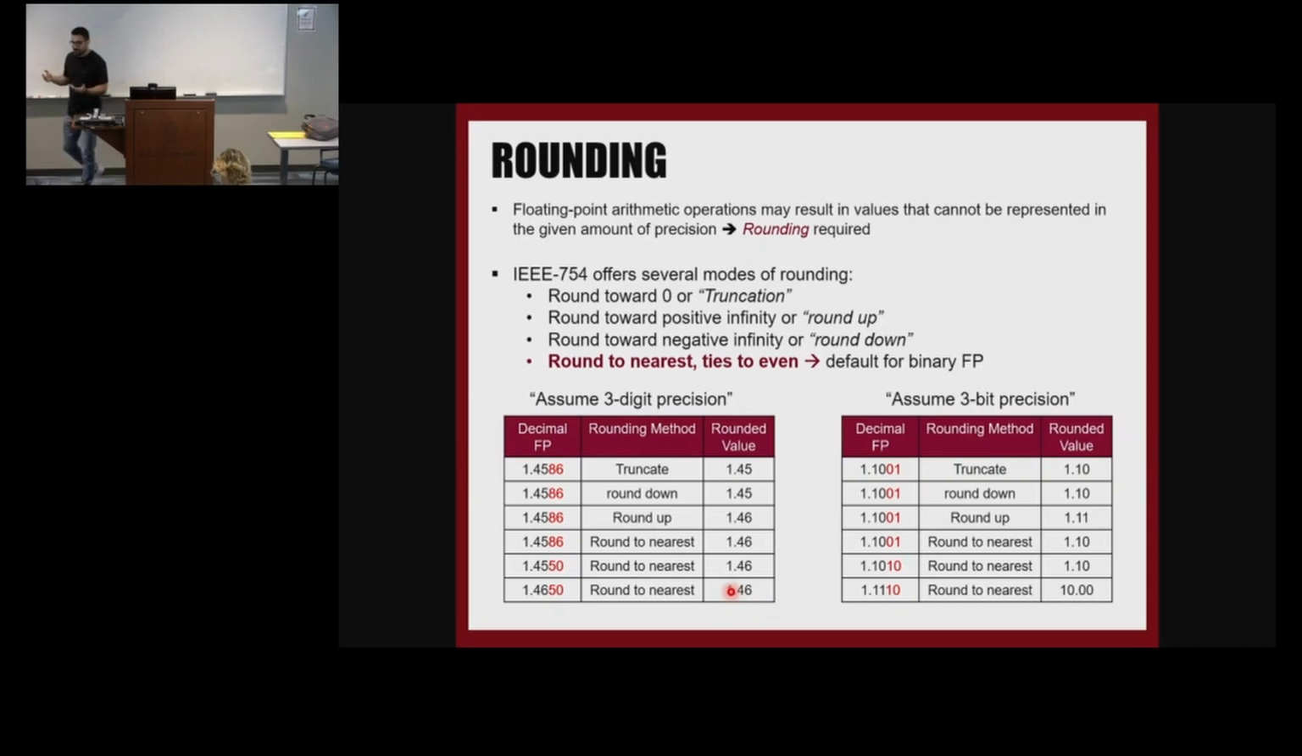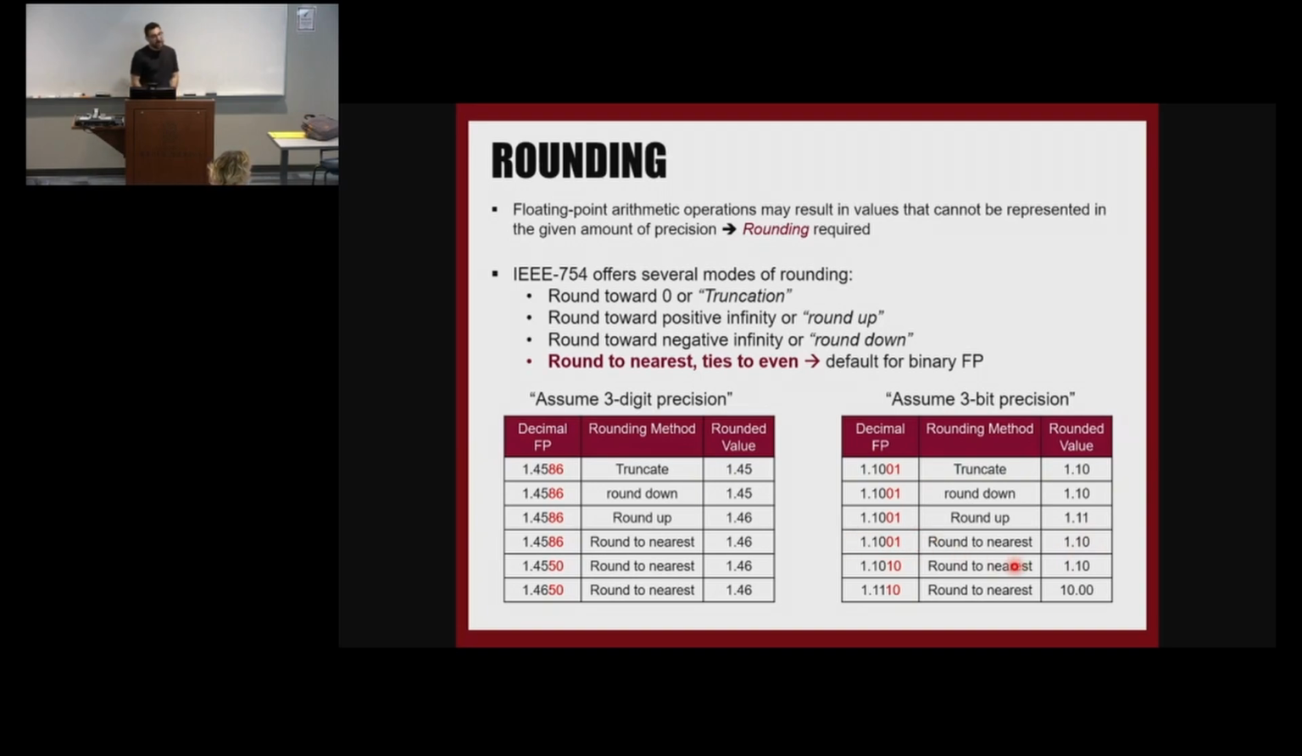So it's a binary representation. Let's say we have 1.1001. If we want to truncate it, we get rid of the extra bits, we have 3-bit precision. If we want to round down, then again it's getting rid of these 2 bits, we get 1.10. If we want to round up, we have 1.1001, but we change this bit because we want to round it up to 1. Now we're going to get 1.11. Round to nearest, if I have a number like 1.1001, this is closer to 1.10, so we're going to round to 1.10.